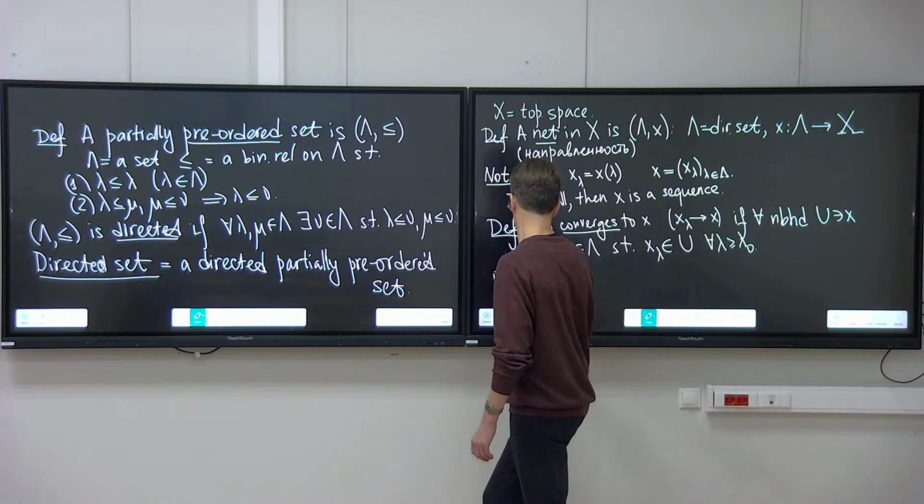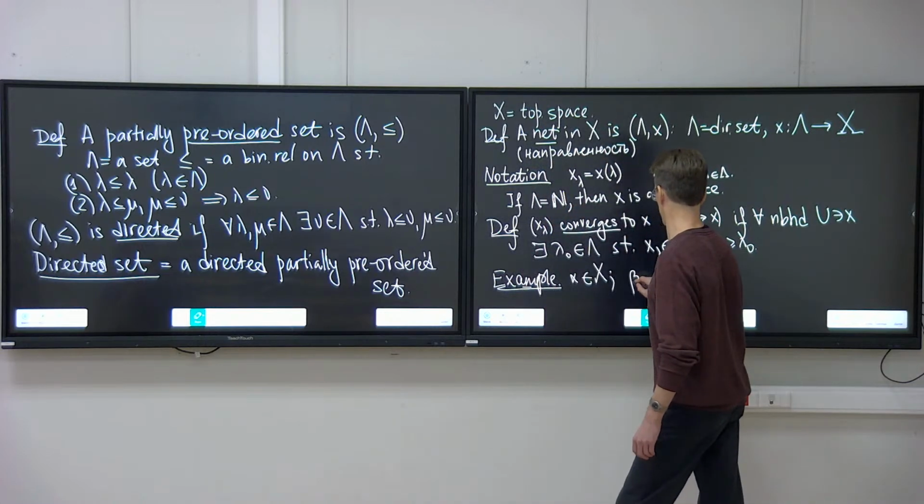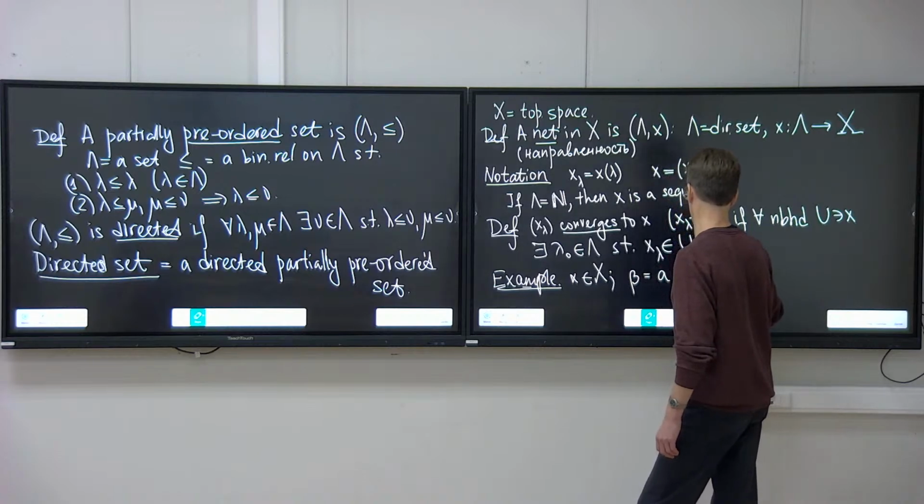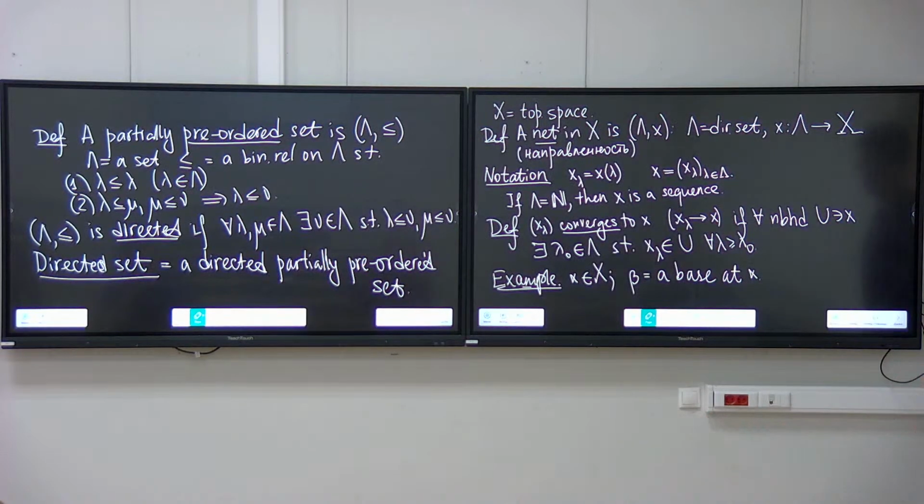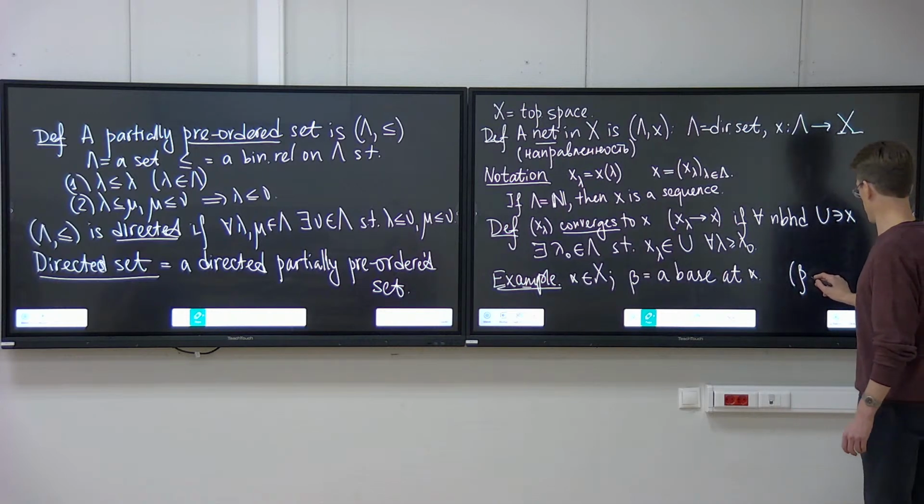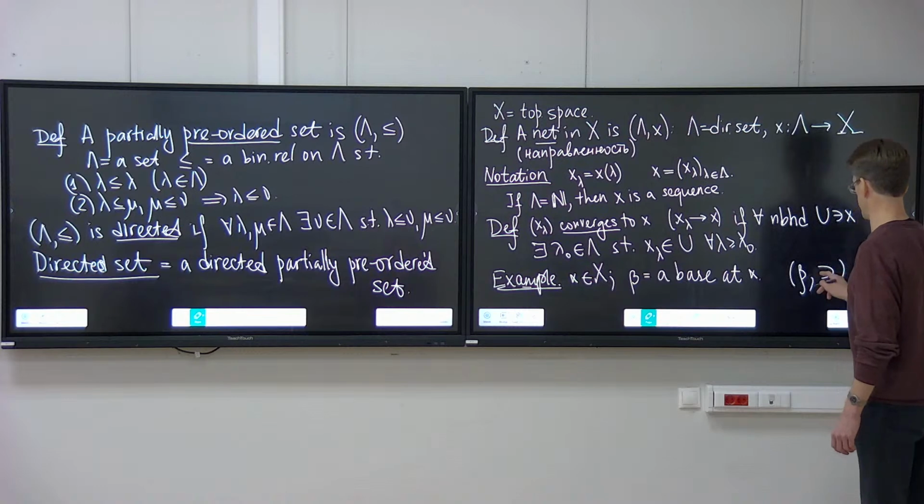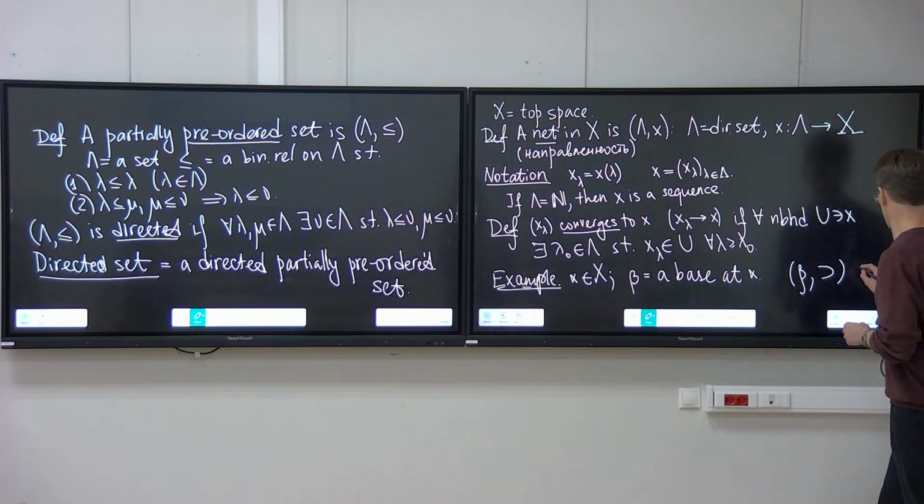And here's a typical example. We choose a point x in our space, and suppose that beta is a base at x, a base of open neighborhoods of x. Then beta becomes a directed set with respect to the following order relation. A neighborhood is bigger in the sense of our order relation if it is smaller, if it is a subset of the first one. So this is a directed set.